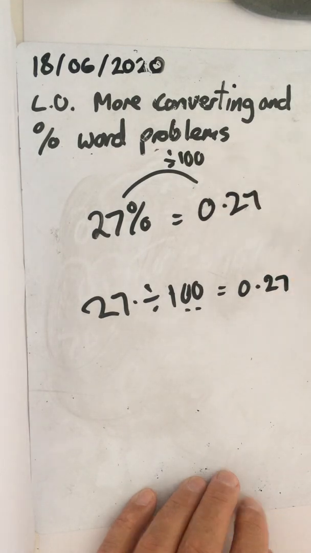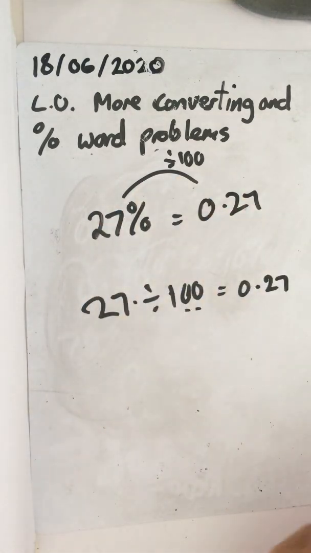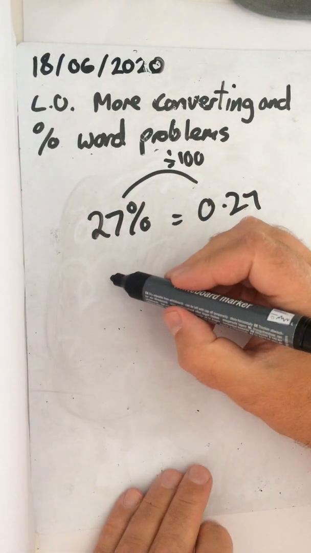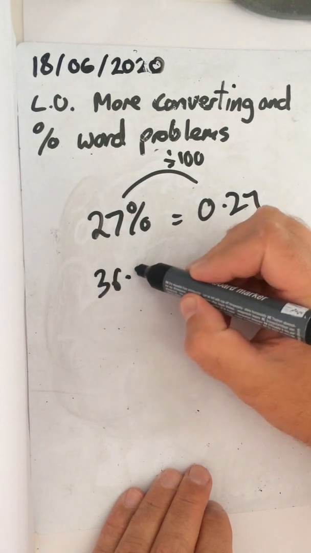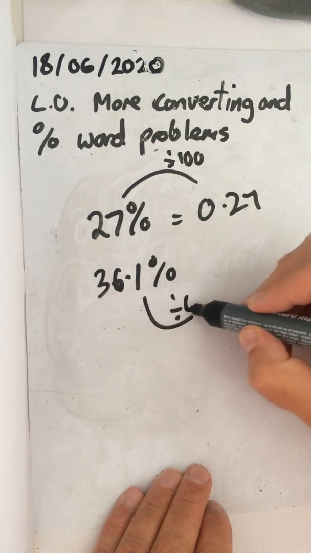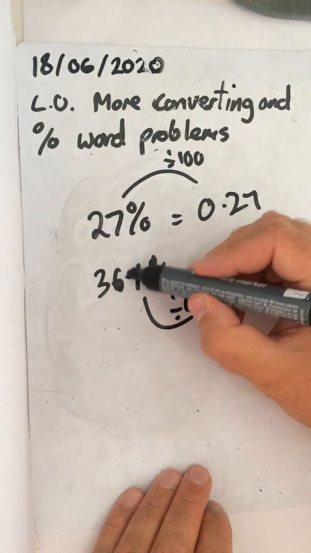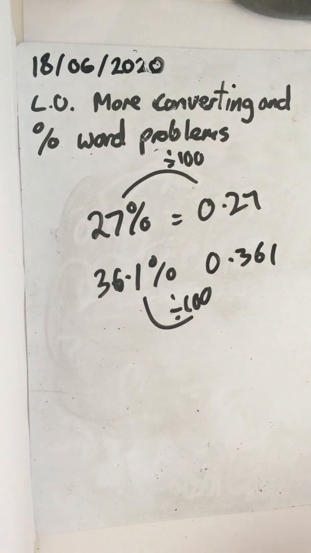Now I know you've done these in the last lesson, but probably without realizing you're dividing by 100 each time. So you could have 36.1%. Again, you divide by 100, so we're moving the numbers 2 places to the right, so it'd be 0.361 as a decimal.